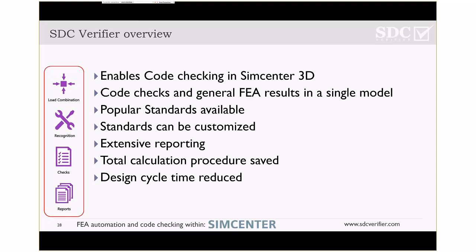We quickly go to the overview. So what does it do? It enables code checking in Simcenter 3D. You have a lot of code checks and general FEA results combined together in a single model. So you do not need to build up a second model and transfer results and geometries and all these kinds of things. Everything is done within the Simcenter 3D model. That is a very strong way, like the Siemens idea. You want to have a single database and not some stuff here and some stuff there, and updating all these different models is a nightmare.